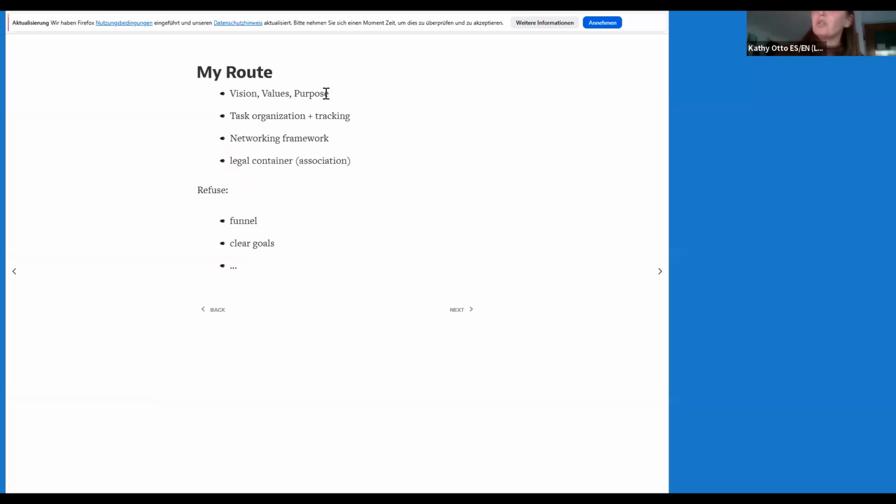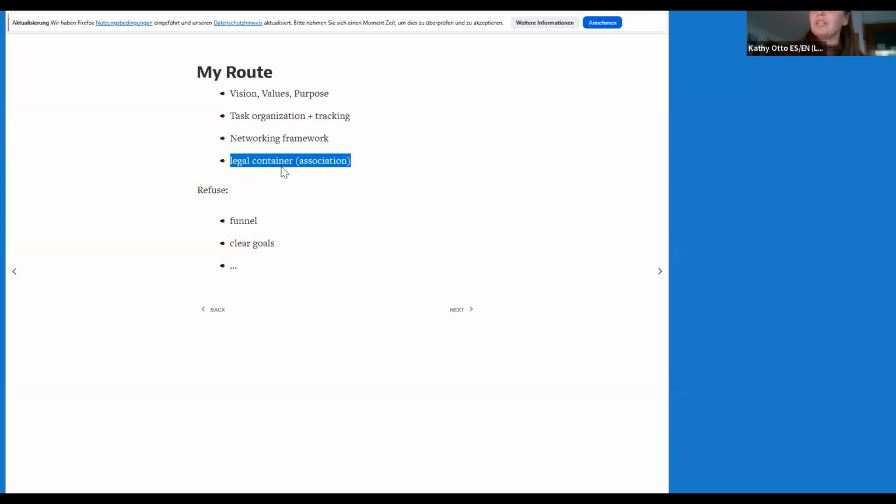I have my vision, values, purpose design. I do have a design on personal organization and tracking of tasks, which I really love. It helps me so much. And tracking of dialogues. I do have a design on how I want to work, and there is a really explicit way of how to do networking and how to move with the networks. And I have designed a legal container, which is an association. These are some of my foundational designs that create a structure for things to happen.